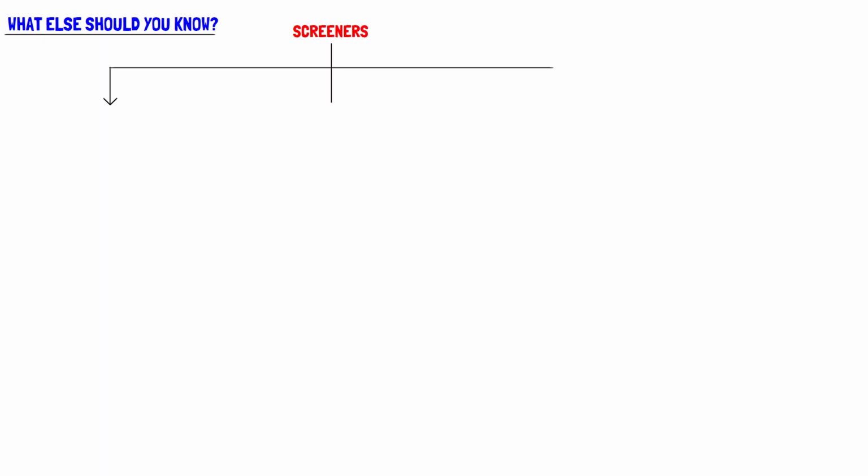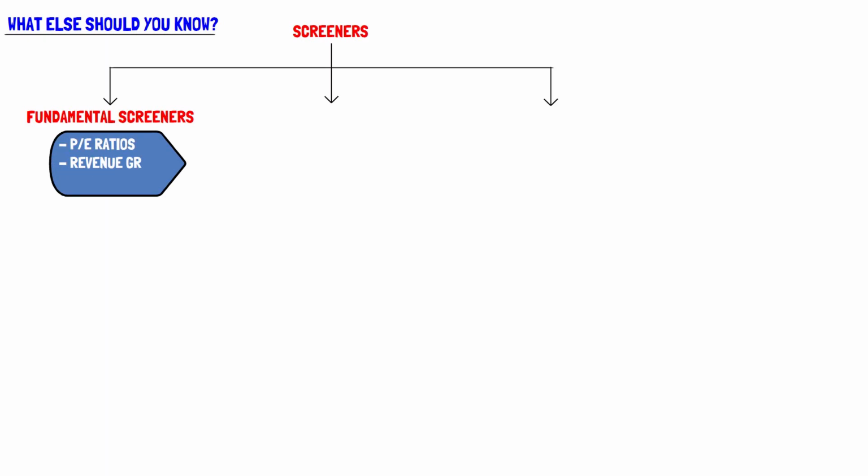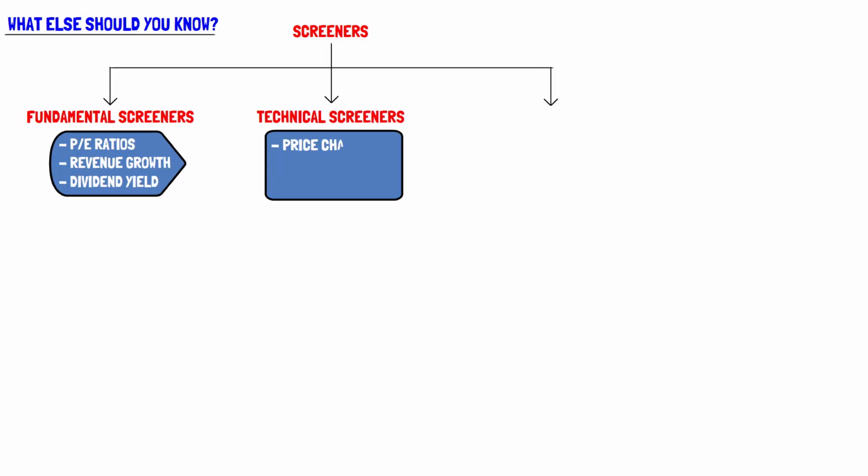What else should you know? There are different types of screeners. Fundamental screeners look at financial metrics like PE ratios, revenue growth, or dividend yield. Technical screeners focus on price charts, trading volume, and momentum signals. Some tools allow you to combine both approaches.